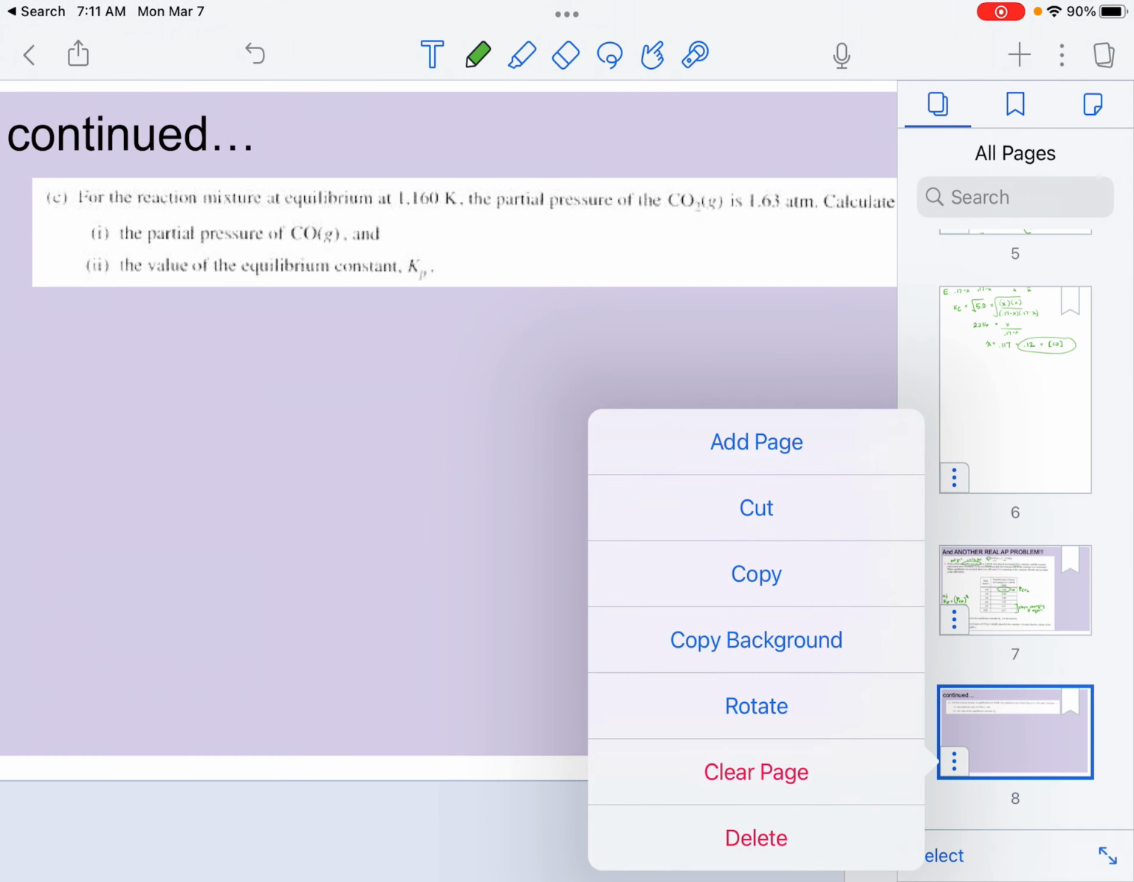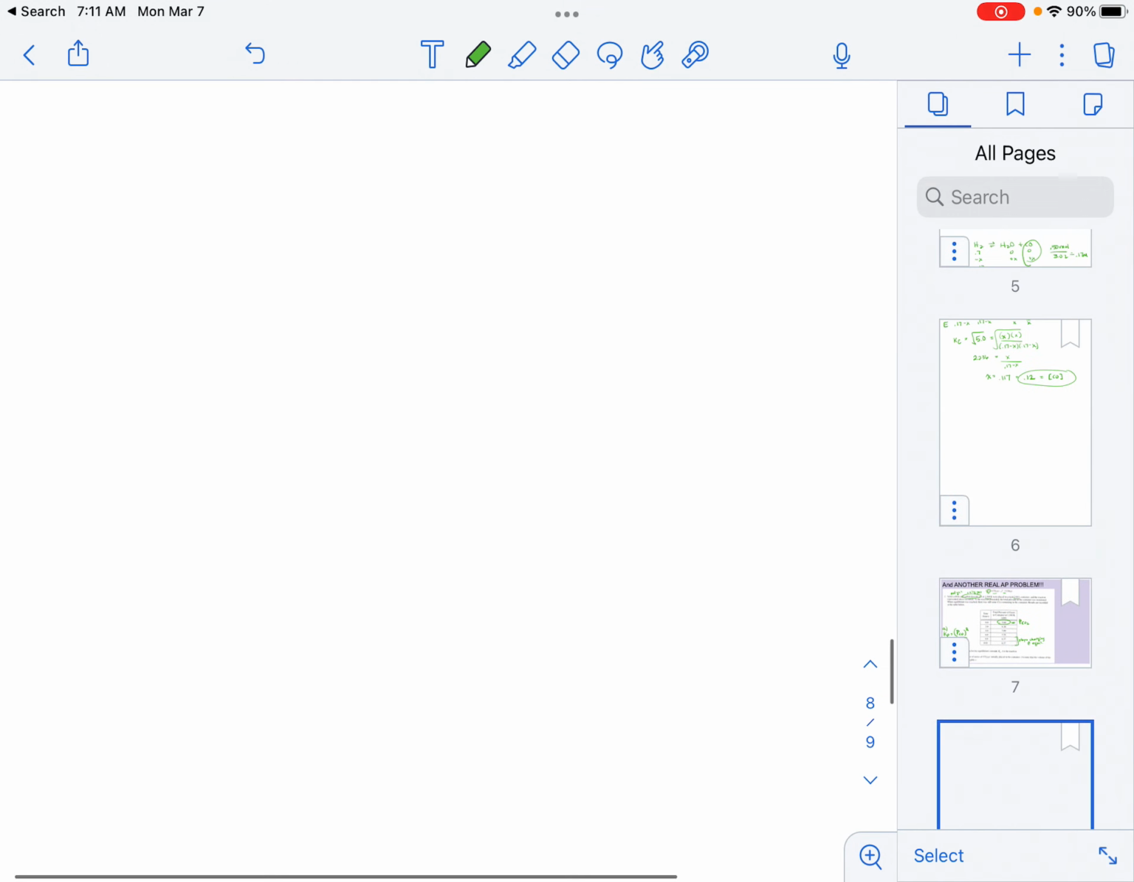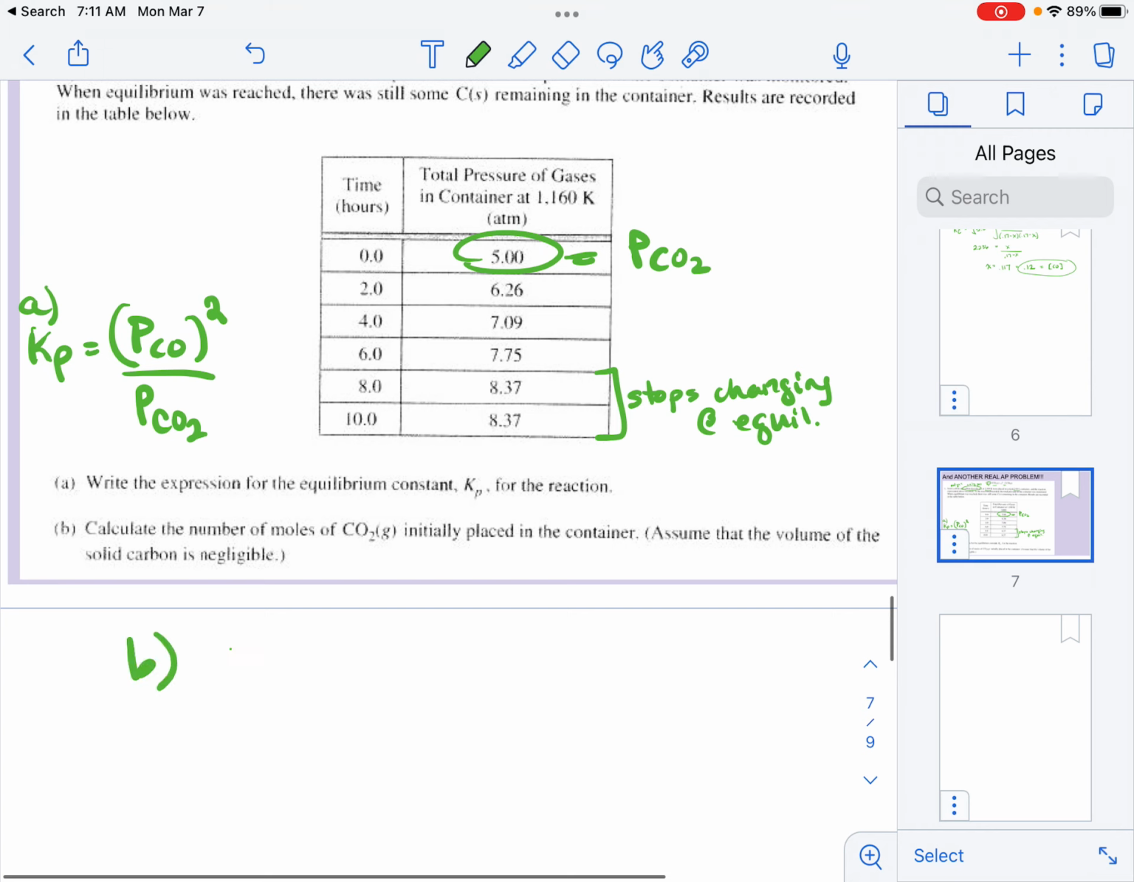So I'm going to add a page, and let's use PV = nRT to find moles. So now you're going to see how the units all come together. So n equals PV over RT.